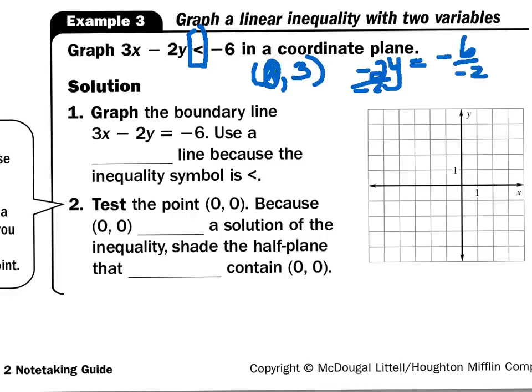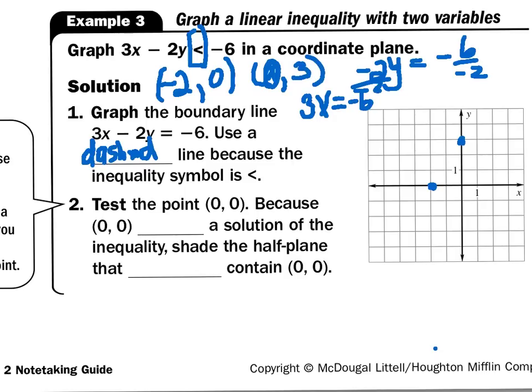Now I need one more point to graph the line. So if I put in a 0 for y, I'll have 3x equals negative 6, divided by 3. And I'll have negative 2 for x. So I'm going to graph these 2 points, negative 2, 0, and 0, 3. Now, I need to use a dashed line because it's a plain less than sign, not less than or equal to. So I'm going to draw through here with a dash.